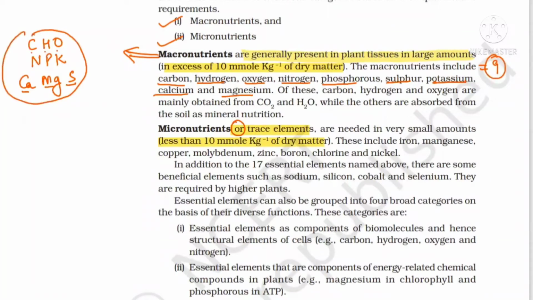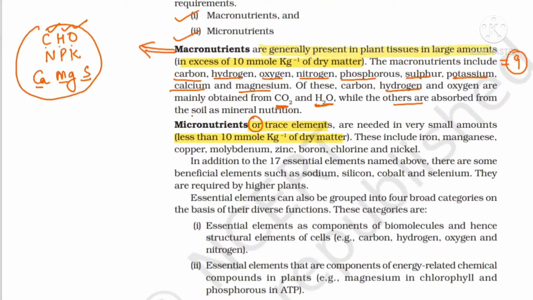Of which, if you see CHO, they are not absorbed in the ionic form. They are absorbed from the atmosphere. Carbon is taken from the carbon dioxide, and hydrogen and oxygen are obtained from the water. Remaining all are absorbed from the soil as mineral nutrition. Is it clear?